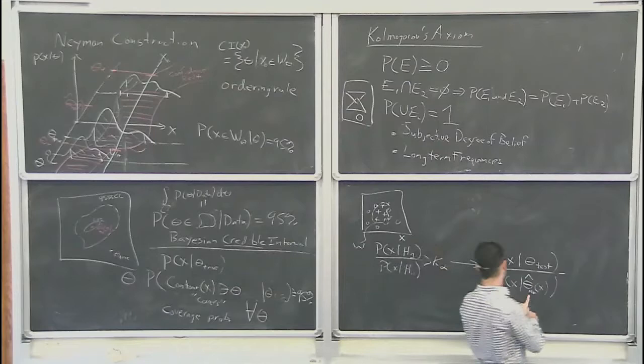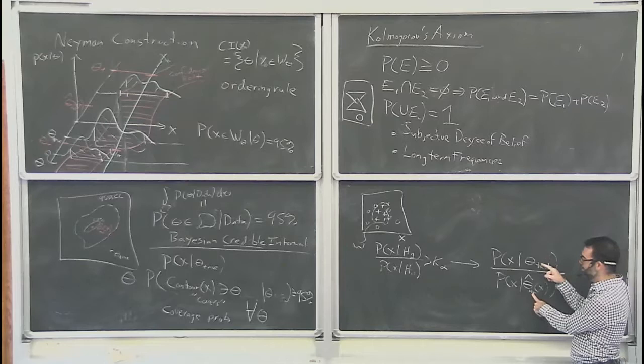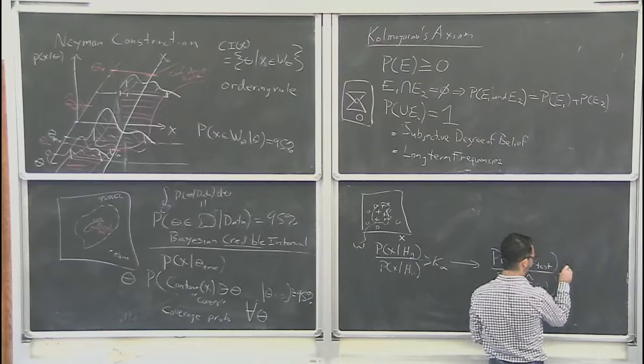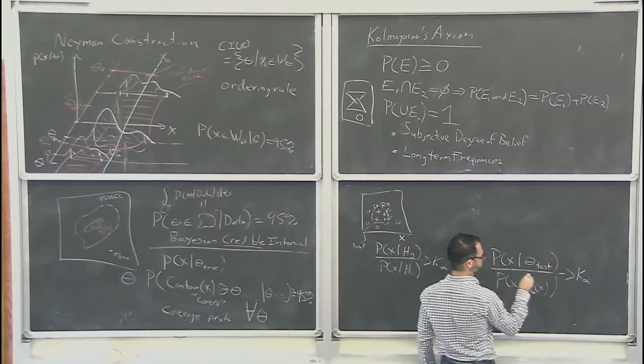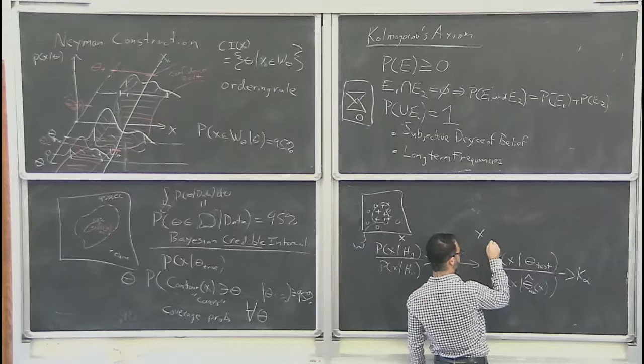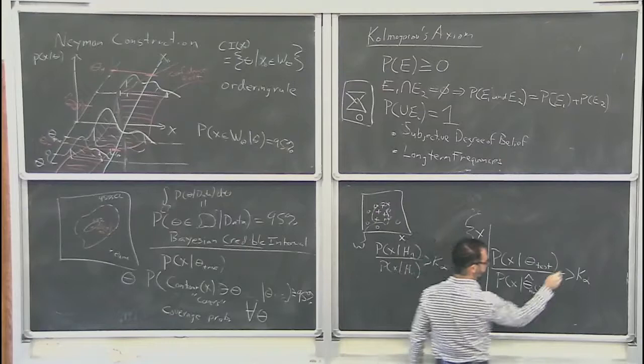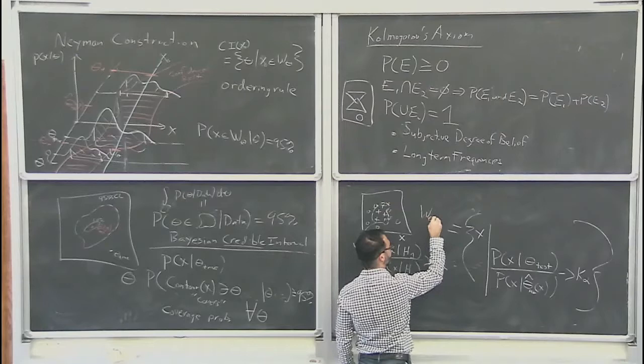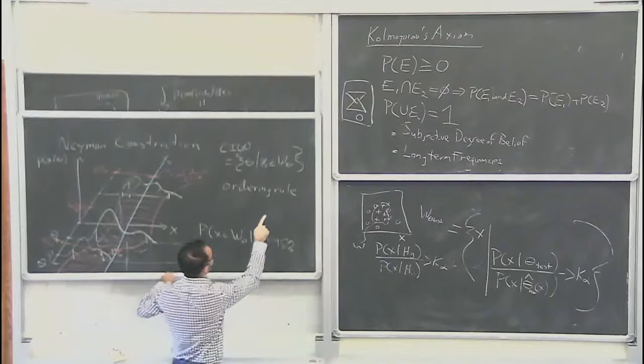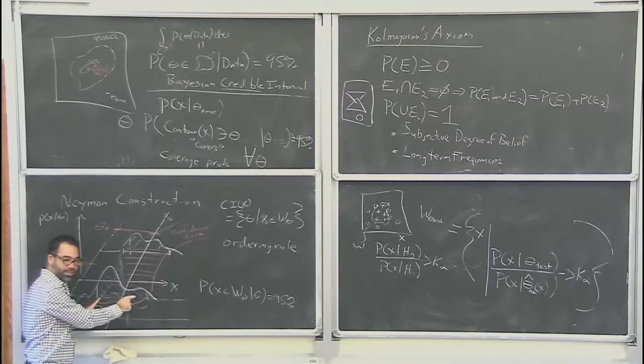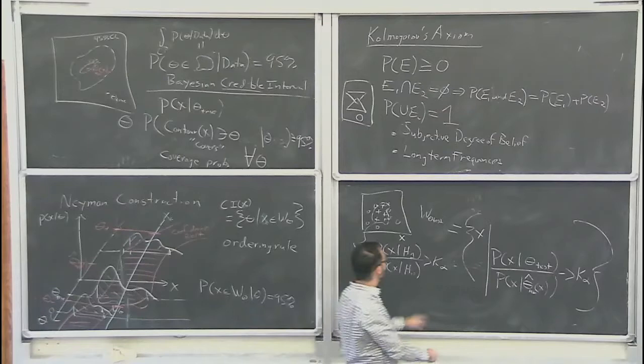Now that I have those two specified, I have this likelihood ratio, and I ask if it's bigger than K alpha, and I think about the X's such that this condition is true. This makes a big set, and this is equal to W of theta test. So this thing right here is a specific way of finding this critical region, or building the confidence belt.